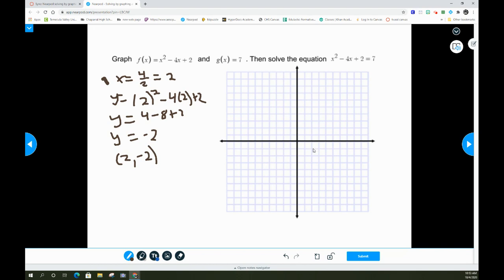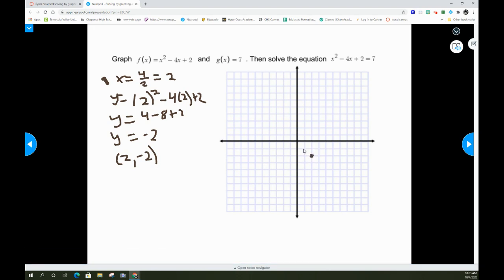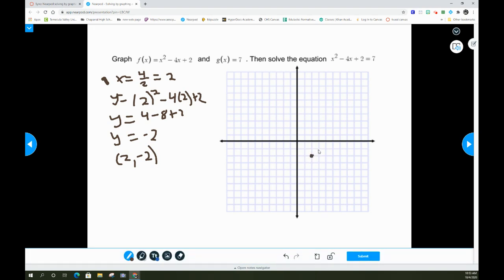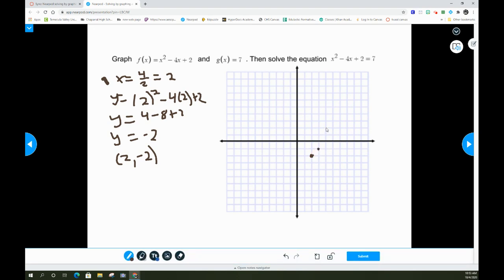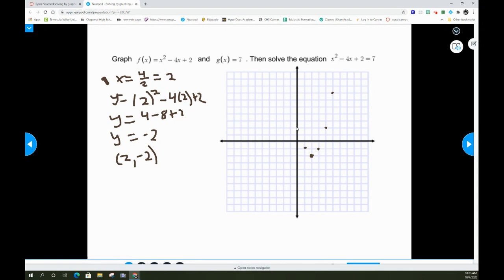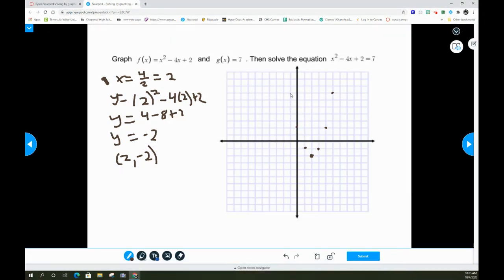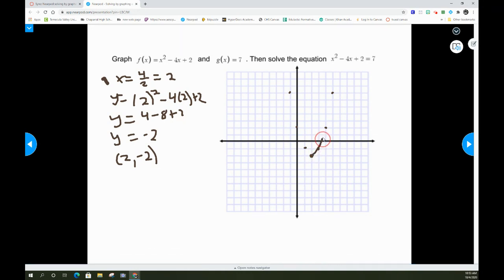I plot those points. And then here my a is positive 1. So over 1, up 1, over 1, up 3, over 1, up 5. Use symmetry to plot the rest, and draw your curve.